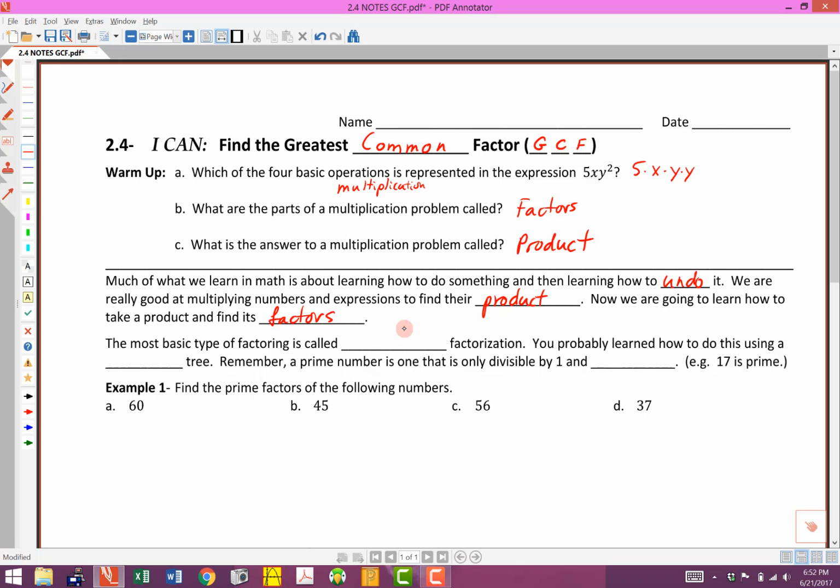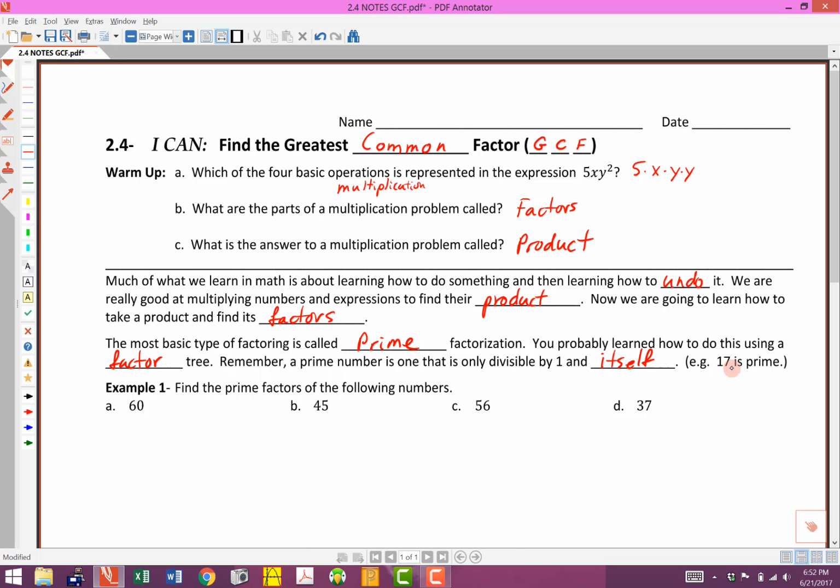And the most basic type of factoring is called prime factorization. And hopefully you've heard that word prime before. If not, we'll remind you of what it is. Okay, so you probably learned how to do this using something called a factor tree. And if not, they're pretty easy to work with. But we do need to remember what a prime number is. A prime number is one that is only divisible by 1 and itself. So the only things that go into that number are 1 and itself.